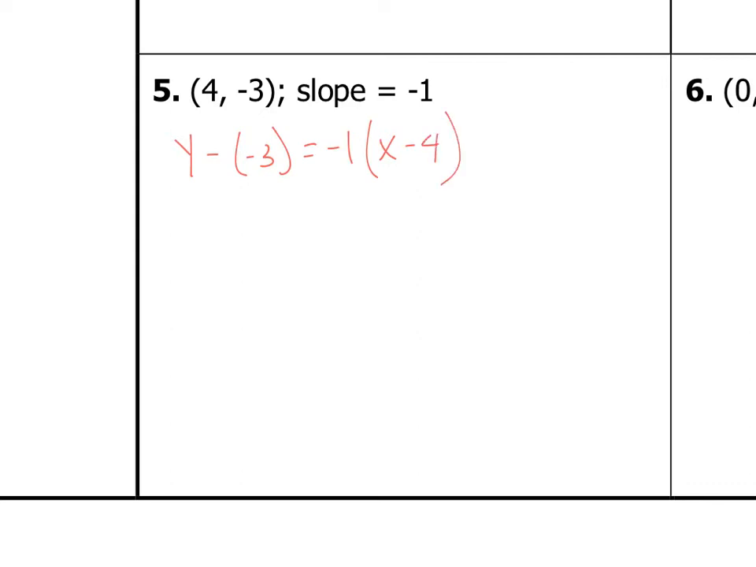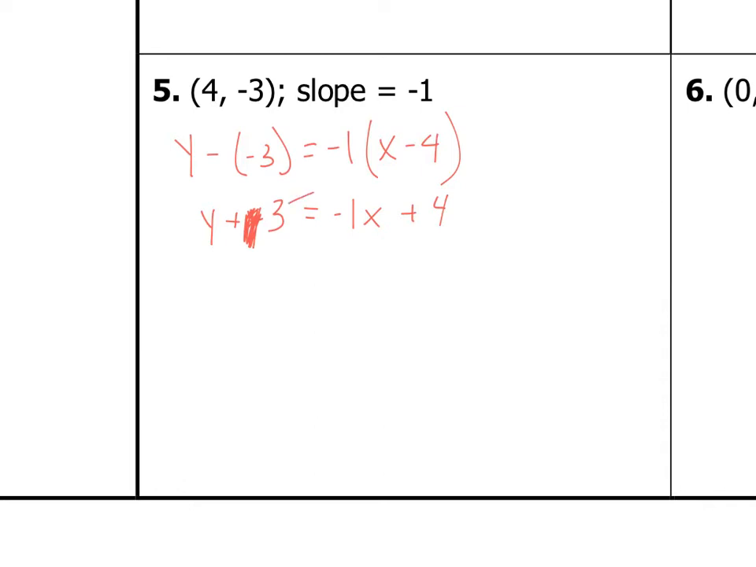I'm going to simplify and distribute. So I'm going to simplify here on the left. This really turns into y plus 4. This turns into -1x plus 4. Okay. Why do I have a 4 here? This should not be a 4. How about we make that a 3? Awesome. Now it looks better. Y plus 3 equals -1x.